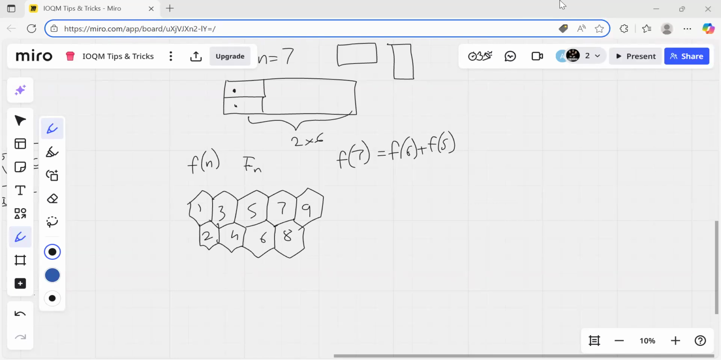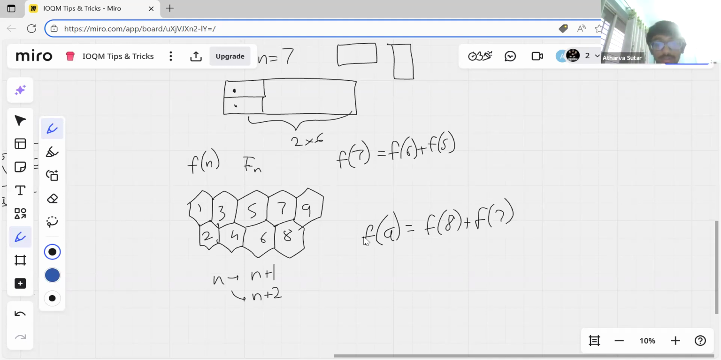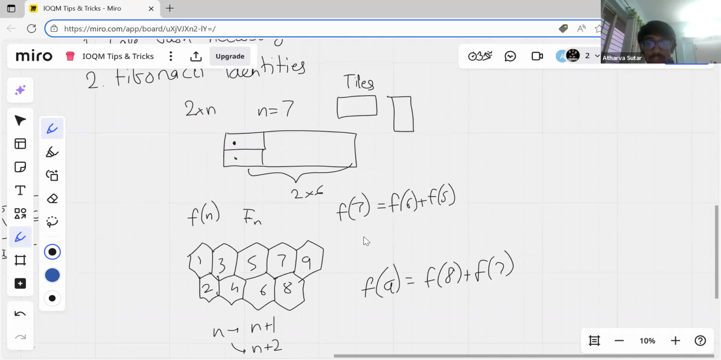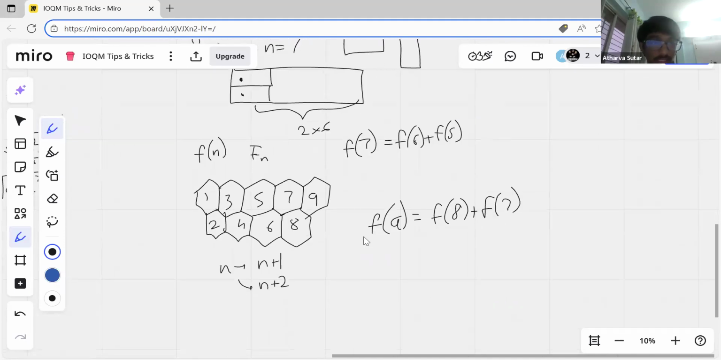So on the first few steps, we have two choices every time. If you notice the numbers, you can either go from n to n plus 1, or you can go to n plus 2, right? So this is basically the same recursion as before. So f of 9 is equal to f of 8 plus f of 7, and so on. Fibonacci is asked very commonly in IOQM, and recursion as well, like in IOQM combi.